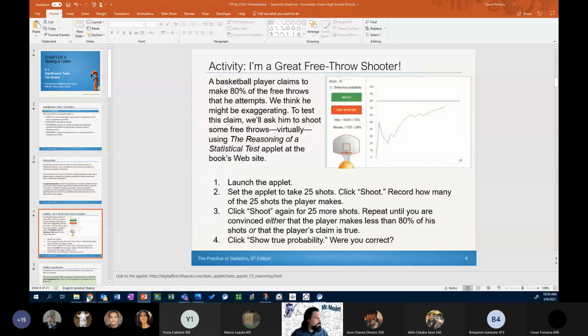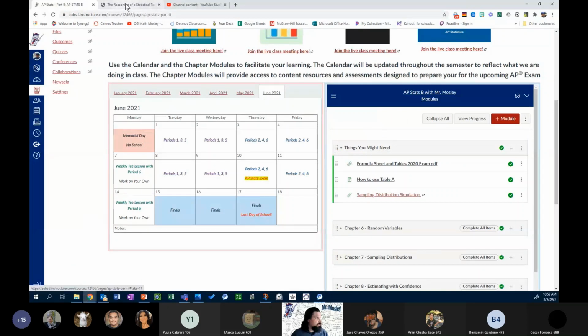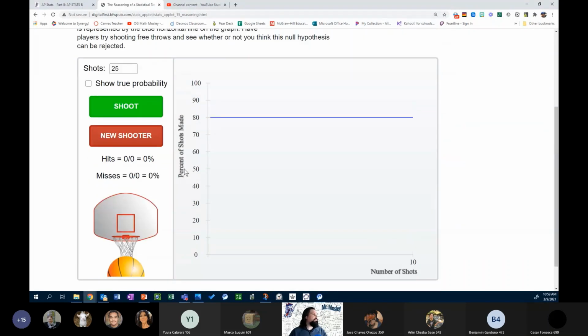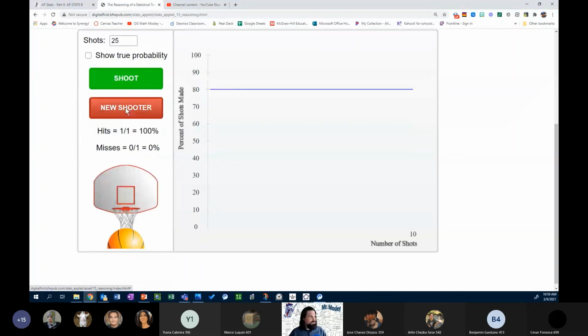So I need my test. And I need to reset. All right. So here's our little simulator here. We're going to do 25 shots. And we're going to ask our simulated basketball player to take some shots. So they're going to shoot 25 shots. And we can see it didn't start out so great. Missed a bunch.